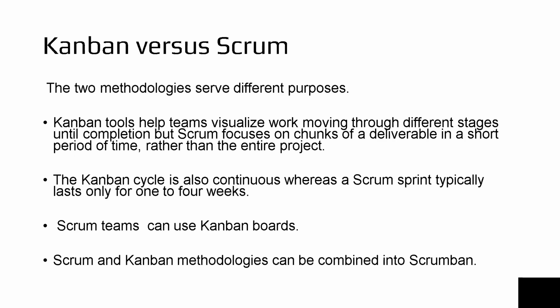Kanban versus Scrum. The two methodologies serve different purposes. Kanban tools help teams visualize work moving through different stages until completion, but Scrum focuses on chunks of a deliverable in a short period of time rather than the entire project. The Kanban cycle is also continuous, whereas a Scrum sprint typically lasts only for 1 to 4 weeks. Scrum teams can use Kanban boards. Scrum and Kanban methodologies can be combined into Scrumban.